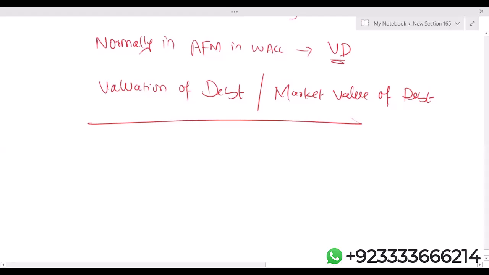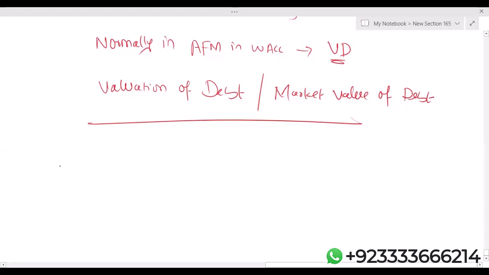So the question is, how will you calculate the market value of debt? Valuation of debt. Let me tell you. First of all, I always say that this valuation of debt, the calculation of market value of debt, depends on one concept. What is that concept? The concept is how much return your company is giving to the debt holders and what return the market is providing on similar bonds. What do you mean by this?